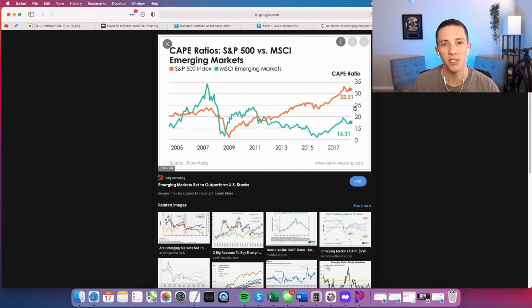But it is not always the case that U.S. stocks have a higher valuation, as measured by the CAPE ratio, than emerging markets. We can see back here in 2007, emerging markets actually had a higher CAPE ratio than U.S. And I think that's the real cool thing. There's a lot of diversification value here in holding international stocks, more specifically emerging markets.